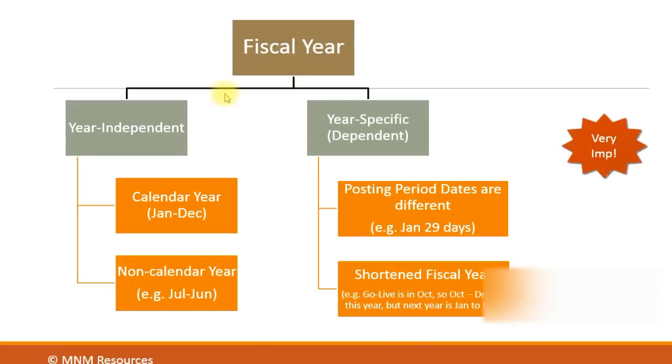For fiscal year, you can have two different types of fiscal year variants: one year independent, one year dependent. Independent means you can have a standard calendar year with 12 months or a non-calendar year with 12 months. Year dependent means either the dates are less in a month or the periods are less in a year. Then it's a year dependent fiscal year.